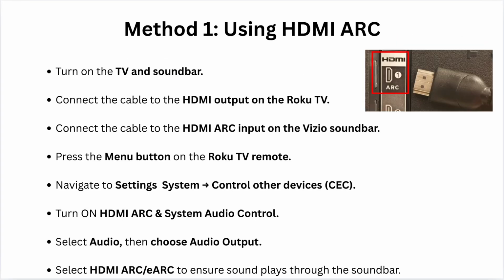So the first method is using HDMI ARC. Turn on the TV and soundbar, then connect the cable to the HDMI output on the Roku TV, then connect the cable to the HDMI ARC input on the Vizio soundbar.